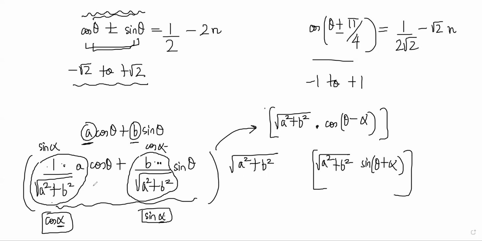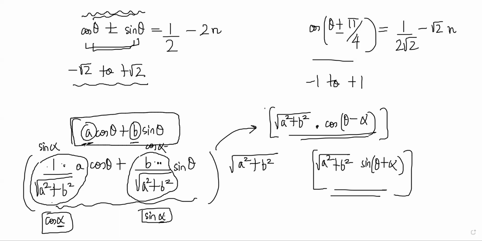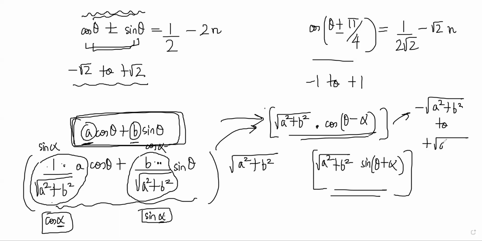And then you can use the sine a plus b or cos a plus b formula to write it like this or like this. But our point of doing it like this was basically to be able to say what is the maximum and minimum value of this expression. Now that it is written like this, obviously it can go from minus root of a square plus b square to plus root of a square plus b square, because cos of anything can be from -1 to 1.